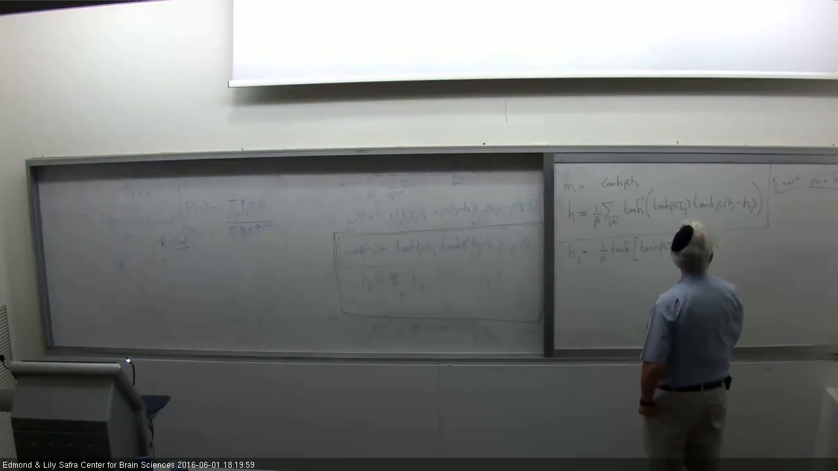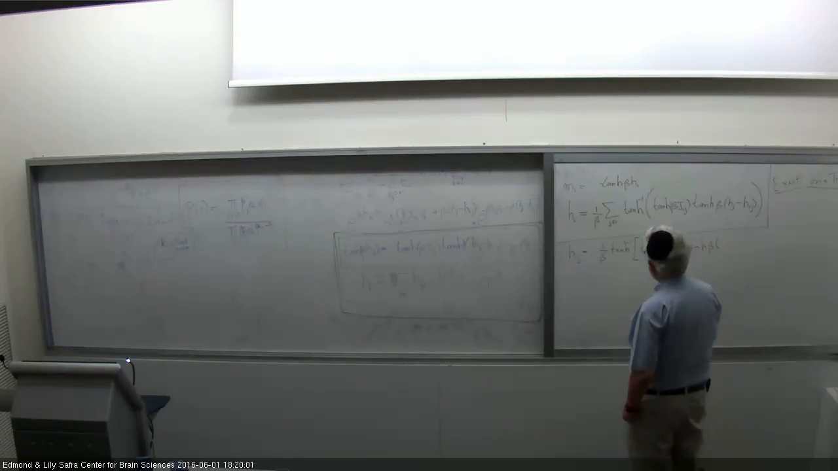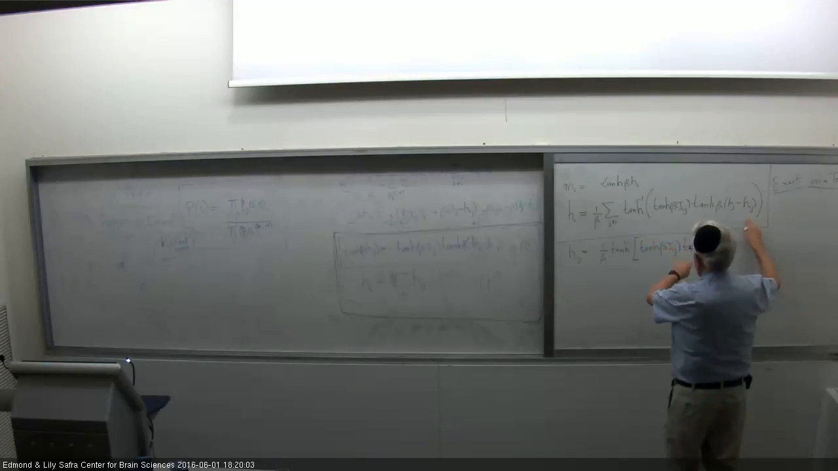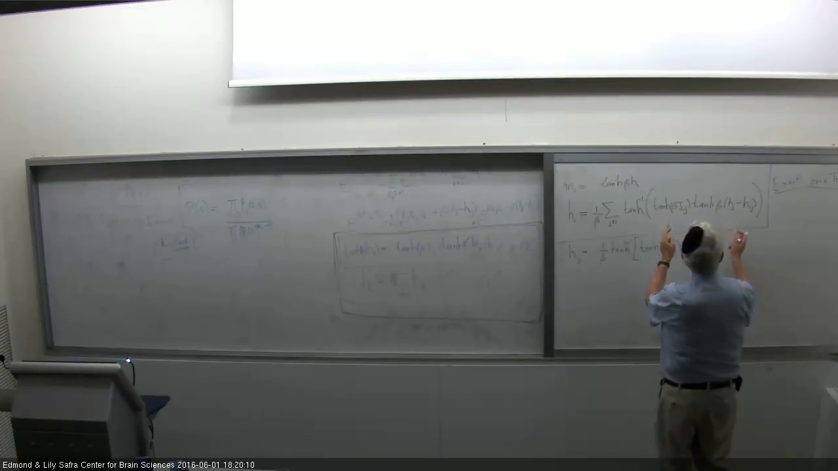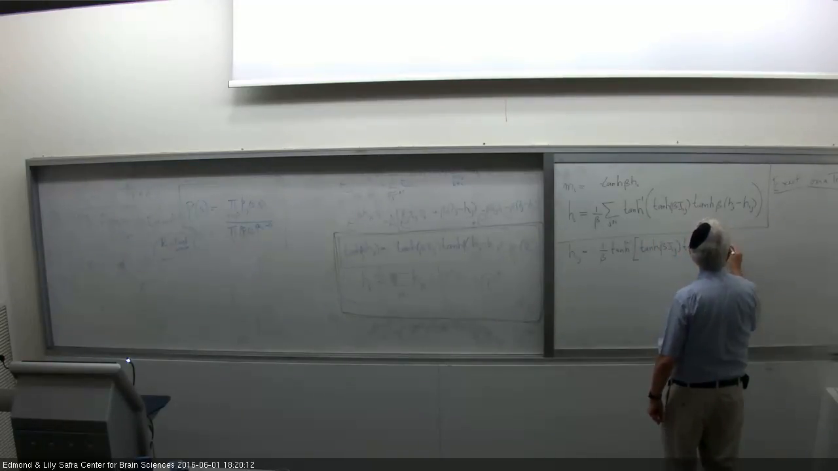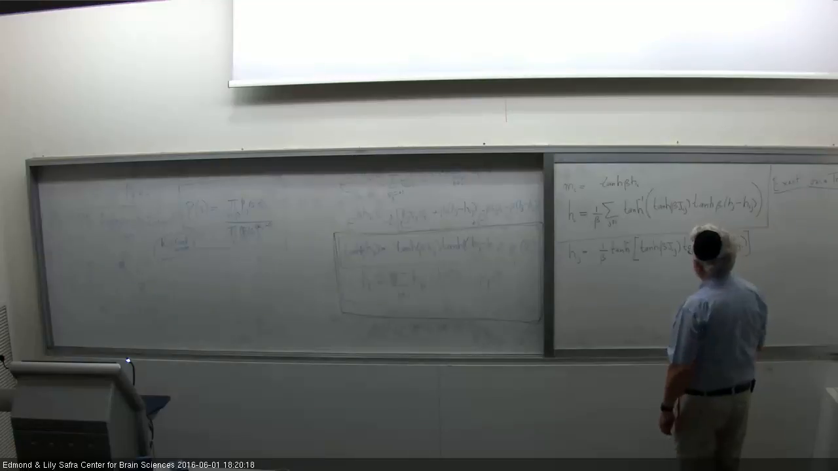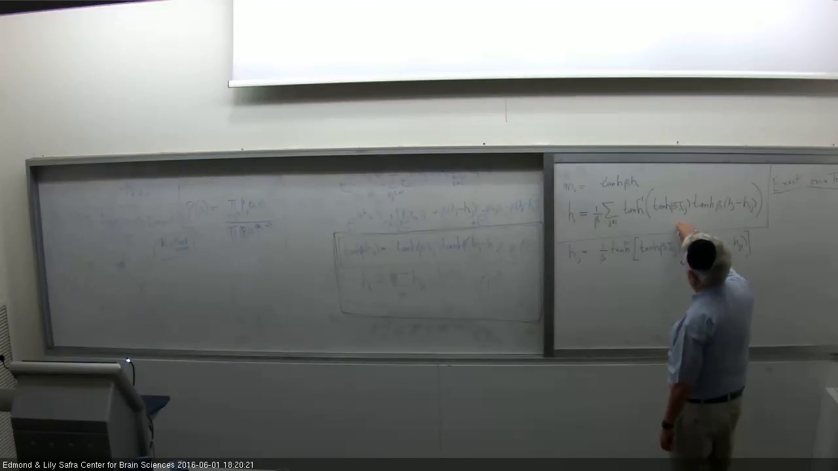this is now one term like this, so this will be h, this is h_ji, like h_ij.